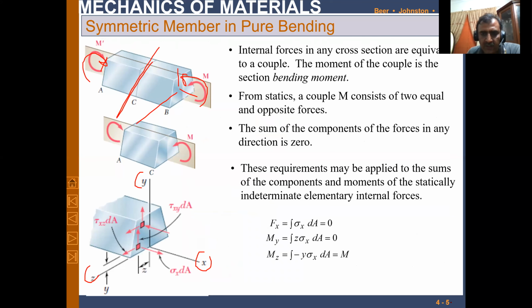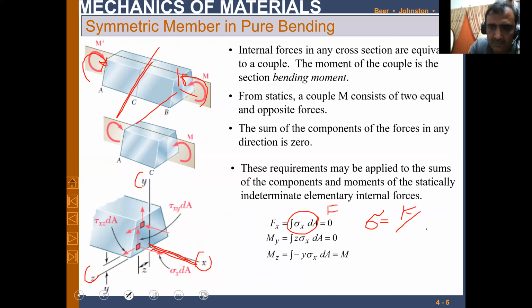So the sum of all the forces equals 0, Fx equals 0. So Fx is sigma x dA, as we have just seen, because this is the force being applied in this direction, the x direction. So sigma x, this is the force, sigma is F over dA, right? And the moment about the y-axis is again 0.